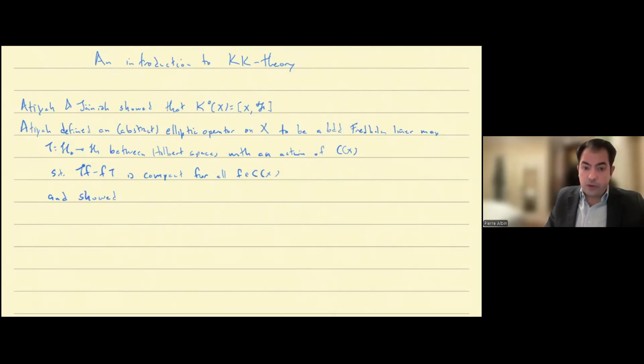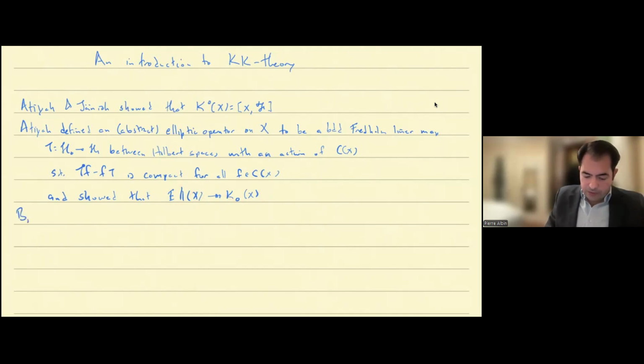And Atiyah showed that these elliptic operators surject onto the K-homology of X, which he defined topologically by taking the appropriate dual of the space and then applying K-theory. He left open the question of exactly how to describe these groups using the elliptic operators. So what relations should you be using?